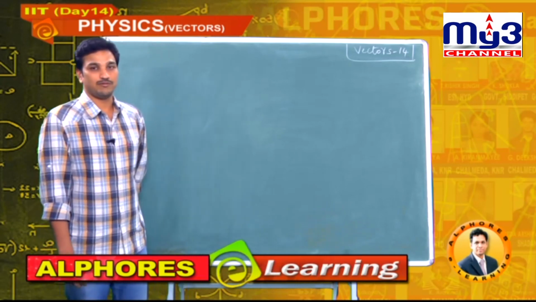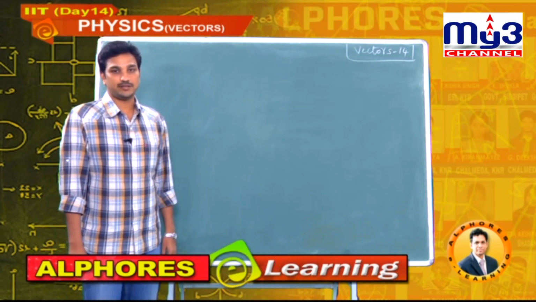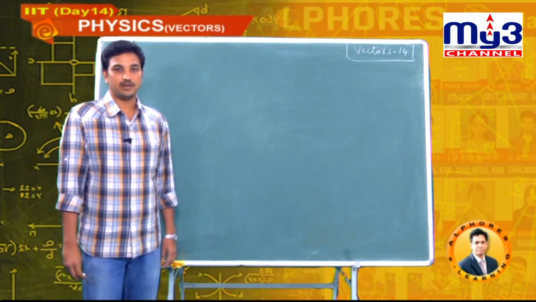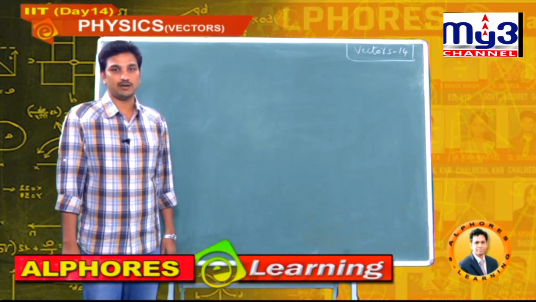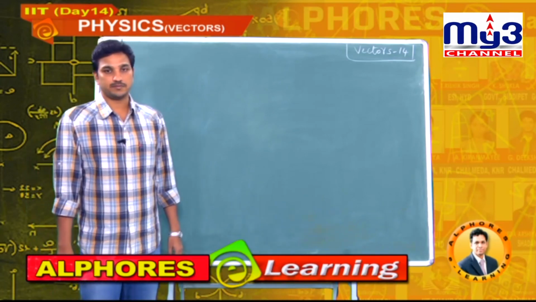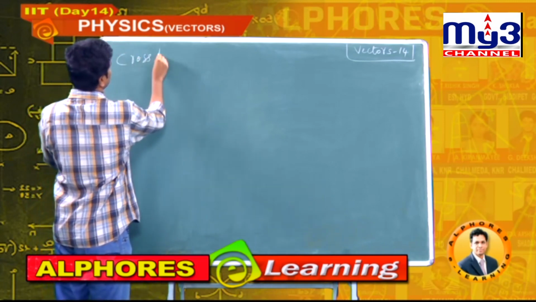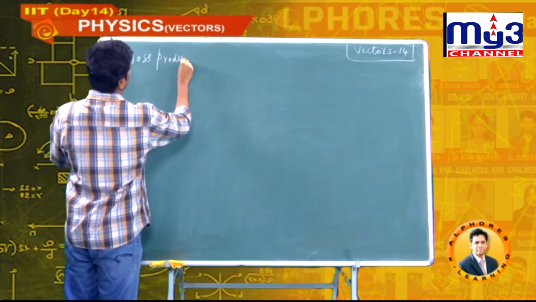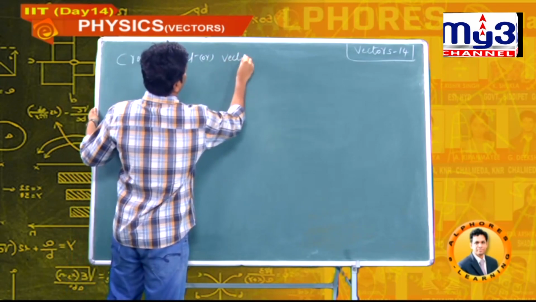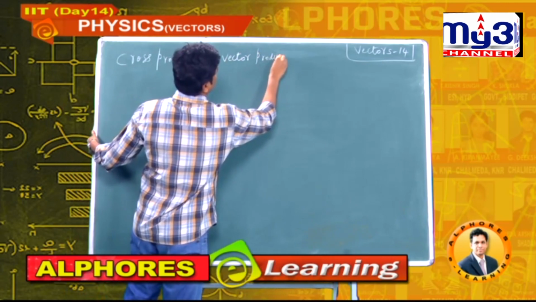So up to now we have discussed some of the concepts like addition, subtraction. In multiplication we discussed dot product. Dot product is very helpful and useful in calculation of work and power. Now the next multiplication in vectors is cross product. Cross product, or another name for this one, is vector product.